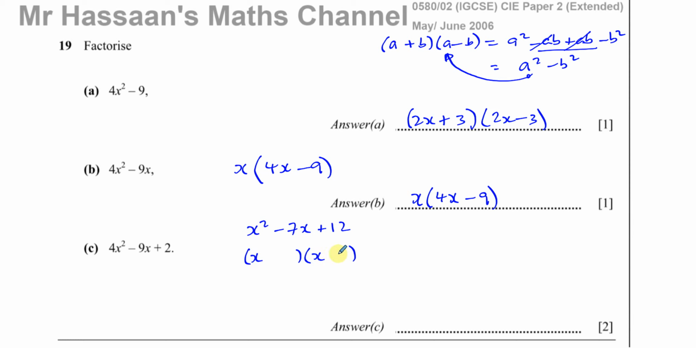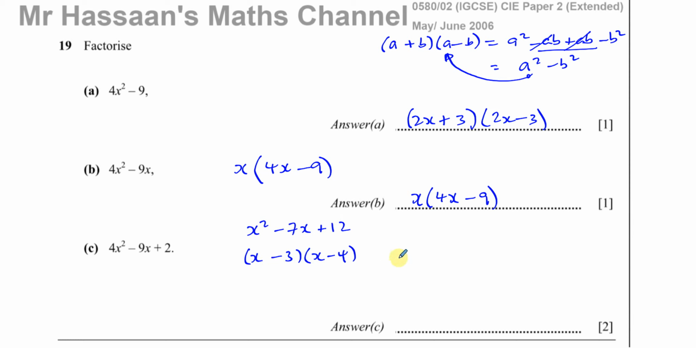You know that these two numbers will definitely multiply to give you that number, and when you add them, you'll get that number, because when you expand this, it will be x times this number and then x times this number, so those two numbers have to add up to -7. So we can quite quickly deduce it's going to be -4 and -3. Those multiply to give you +12 and add to give you -7x, and that's how you get your answer.